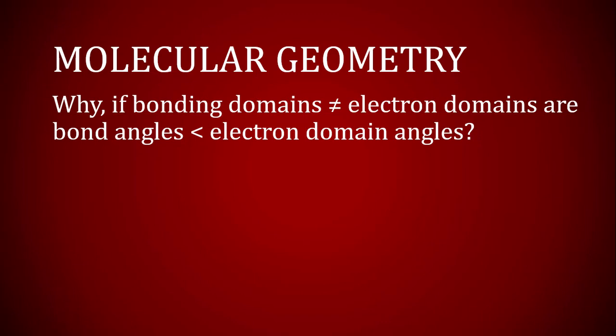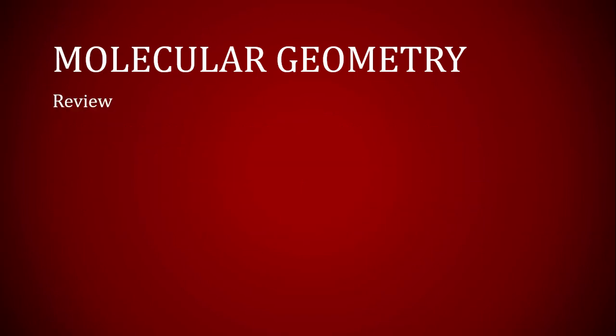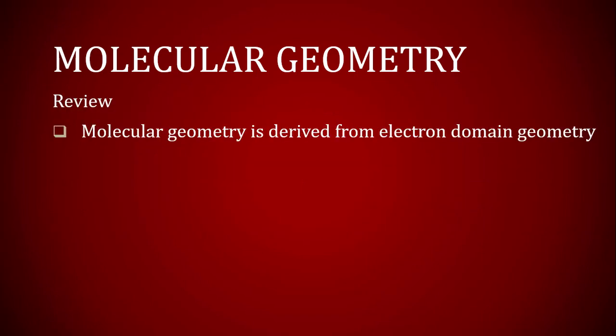And the question is, why does that happen? Well, it turns out that non-bonded pairs are more repulsive than bonded pairs because they have a higher area of negative charge. That pushes the bond angles further away from the non-bonded pairs, and so closer to each other. And if you're asked that question on the AP exam, you need to specifically mention the greater repulsive effect of the non-bonded pairs. So to review, molecular geometry is derived from electron domain geometry.